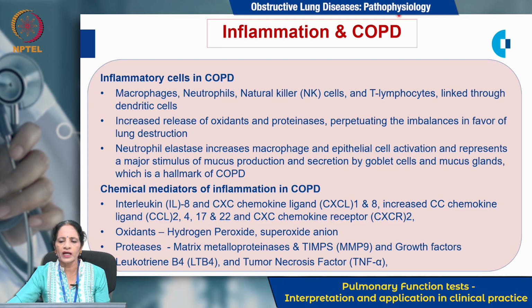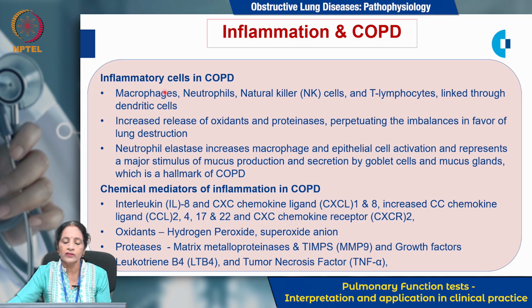Coming to inflammation and COPD. So, the inflammatory cells which participate in chronic obstructive pulmonary diseases or COLD are macrophages mainly, neutrophils more important, natural killer cells and T lymphocytes linked through dendritic cells. Increased release of oxidants and proteases, perpetuating the imbalance in favor of lung destruction.